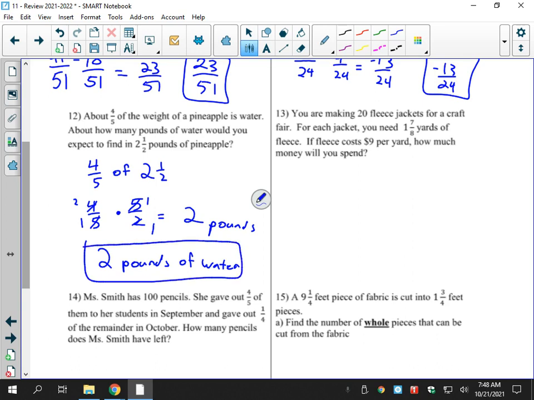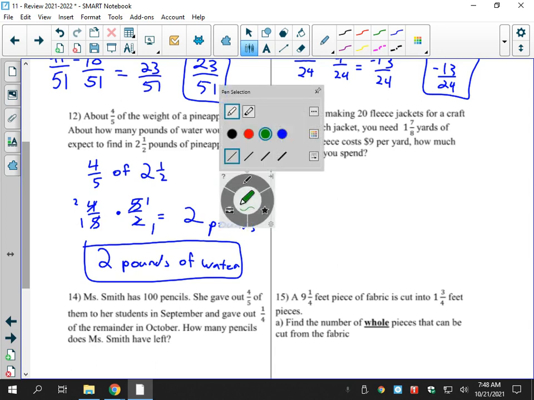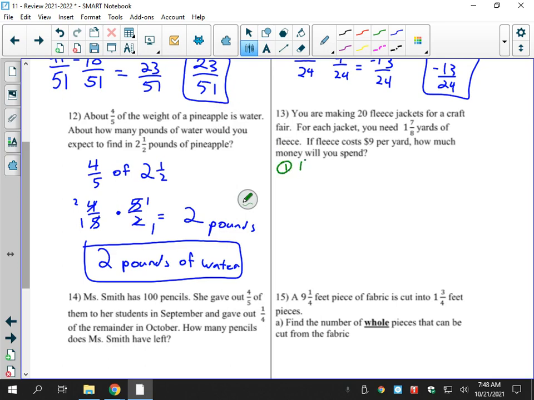Okay. 13, I really like this problem. I think it's a very realistic problem too. You are making 20 fleece jackets for a craft fair. For each jacket, you need 1 7/8 yards of fleece. If fleece costs $9 per yard, how much money will you spend? Okay. Now, this isn't a one-step word problem. It's multi-step. Because first, we have to figure out, well, how much fleece do we need?